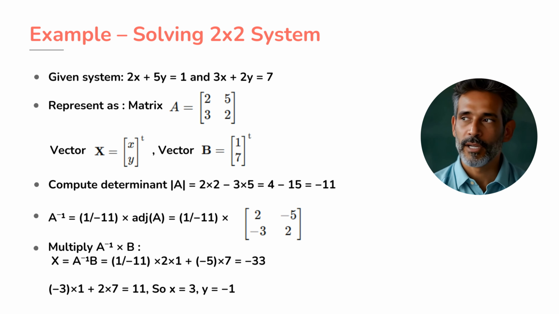So A inverse equals 1 by negative 11 times this adjoint matrix. Then we multiply A inverse by matrix B, which is 1 and 7. The product gives us x equals 3, y equals negative 1. And that's our solution, clean, fast, and exact.